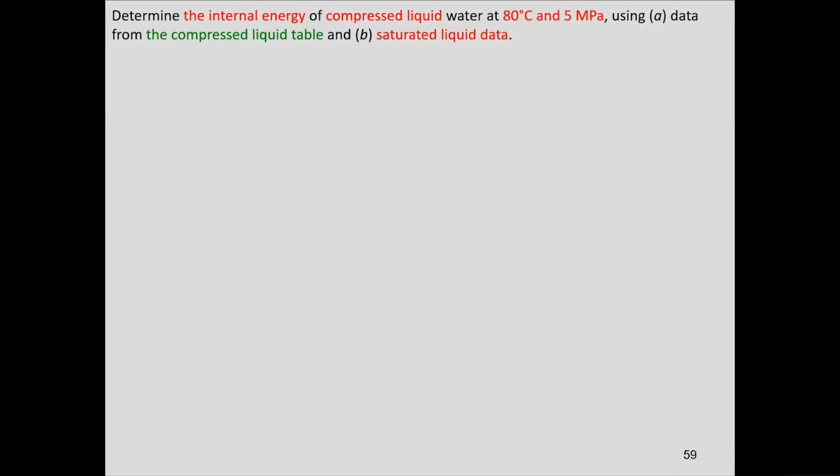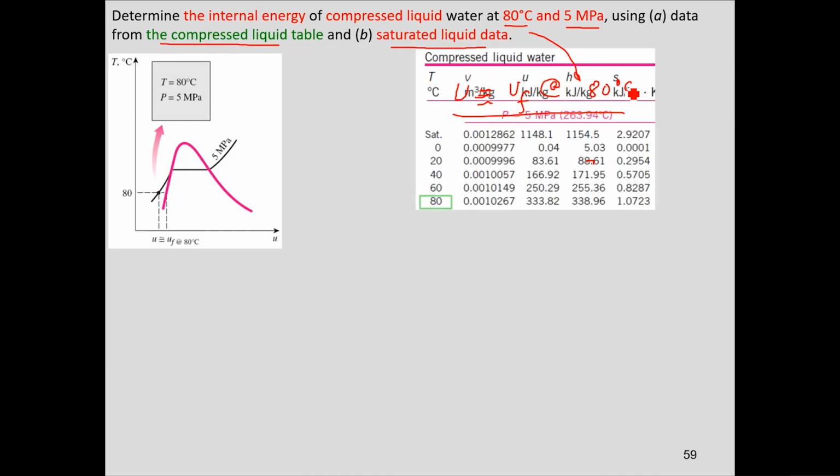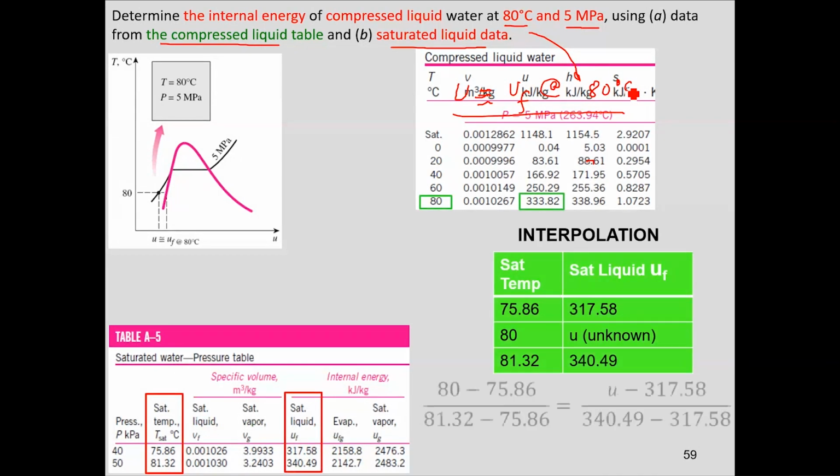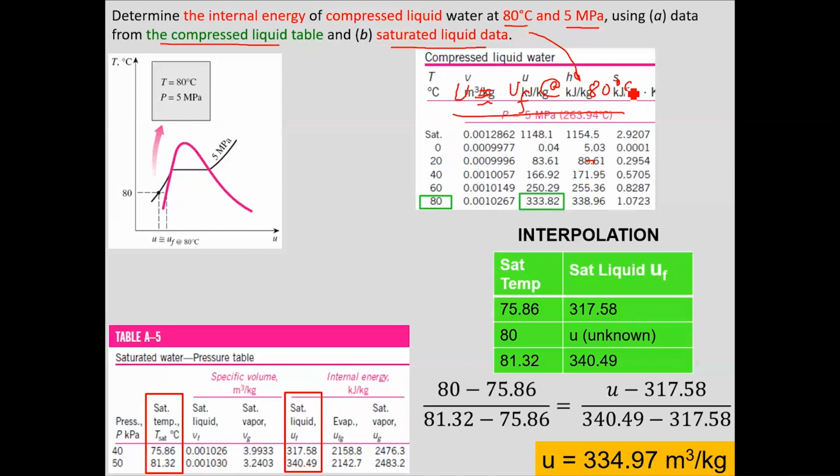This was the example where you had to calculate the internal energy of a compressed liquid at 80 degrees centigrade and 5 megapascal of pressure, from the compressed liquid table, and the approximation using the saturated liquid data. What was the saturated liquid data approximation? Internal energy is approximately equal to the saturated liquid value at the desired, or given, temperature, 80 degrees centigrade. This is the approximation that you used. Anyways, you've already done this. Again, for the saturated liquid data, you have to do the interpolation.